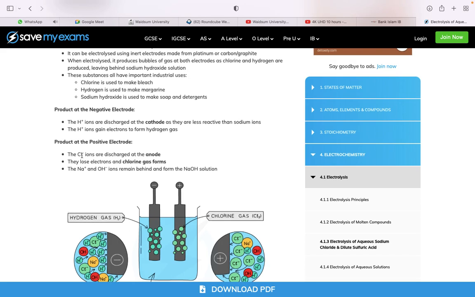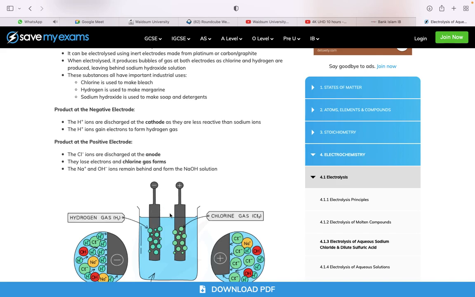Now the product at the negative electrode, which is called the cathode: hydrogen ions are discharged at the cathode, as they are less reactive than sodium. Like I said, they are the junior brother. So they go, while sodium falls back. The hydrogen ions gain electron to form hydrogen gas. They will gain electron, they will become hydrogen gas.